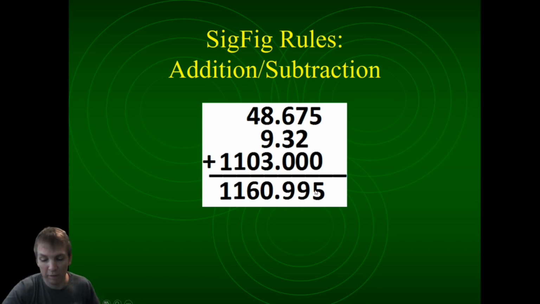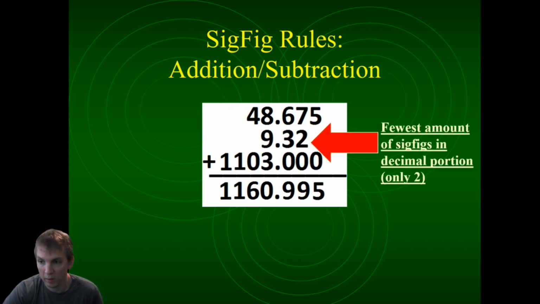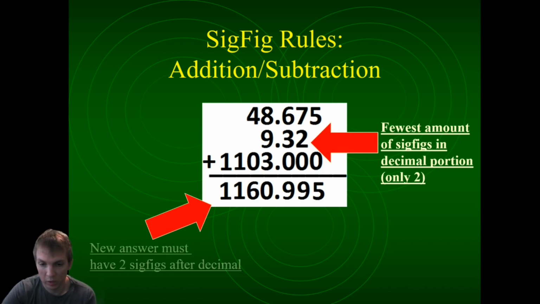So which one has the fewest amount of sig figs? Well, it's this one right here, 0.32. The fewest amount of sig figs in the decimal portion. This one only has 2. The number above it has 3, and the number below it also has 3. That means the answer, which currently has 3 numbers in the decimal portion, can only have 2. And the reason for that is because we can't give that level of precision anymore based off of that second number. So the new answer must have 2 sig figs after the decimal.